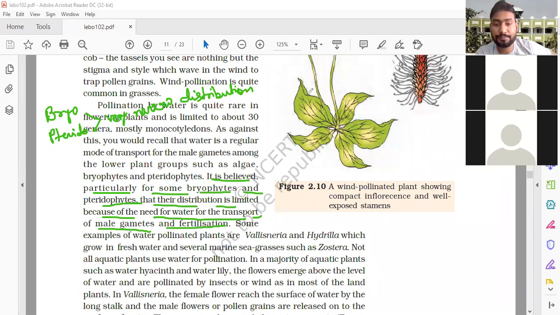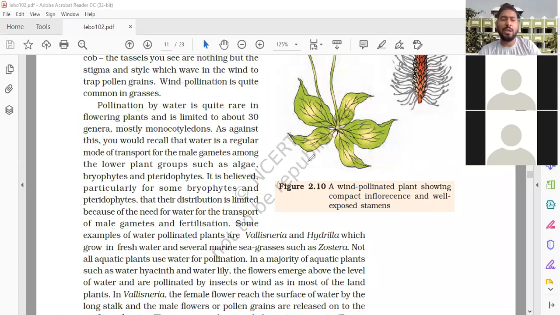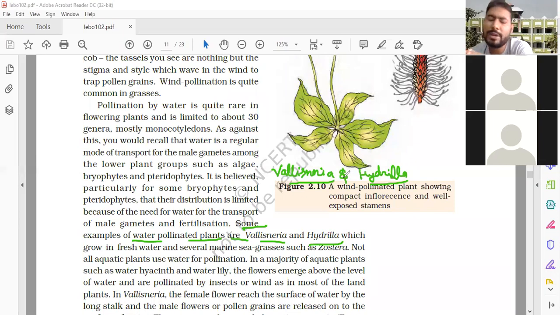Now, again they have given some examples of water pollinated plants: Vallisneria and Hydrilla. Vallisneria and Hydrilla, these two are plants showing hydrophily. Sometimes I saw most of the students get confused. If they have given a name, suppose I wrote the names as examples, water hyacinth and water lily.